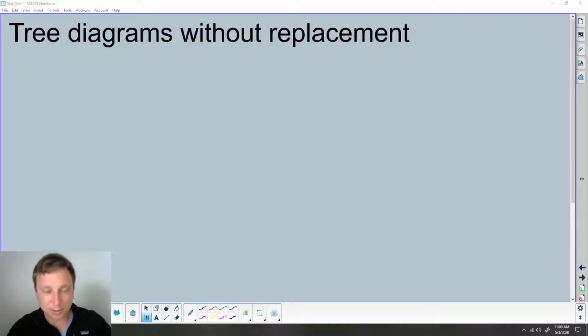Hi everyone, welcome back to the second video in tree diagrams for this week, where we're looking at tree diagrams without replacement. So the big idea and core thing of without replacement that we're looking at is our sample space decreases because we remove values from it.